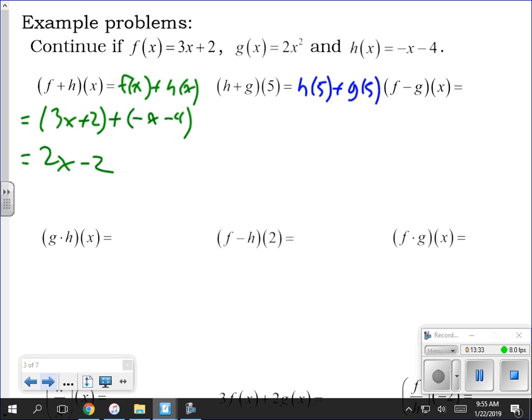What is h of 5? I plug in 5 for that. So h of 5 is negative 5 minus 4. Plus g of 5 is 2 times 5 squared. Plug 5 into h, plug 5 into g, figure them out, add them together. So this is negative 9, and this is 50. So that's 41.